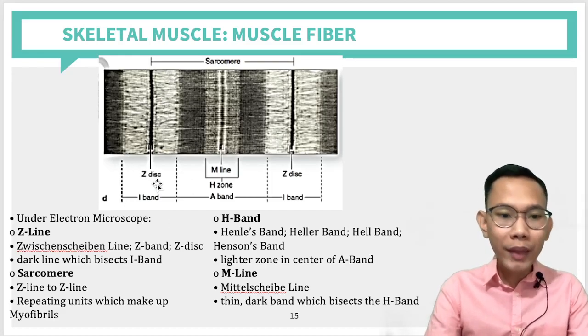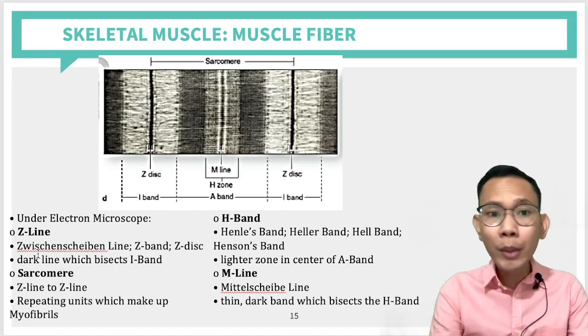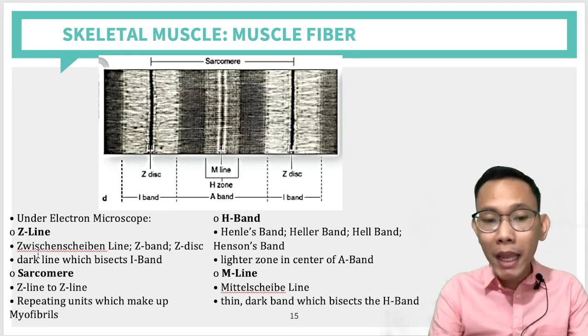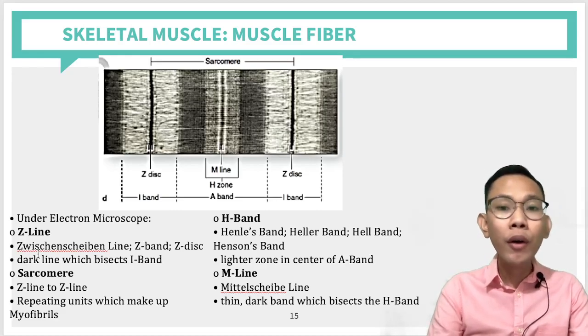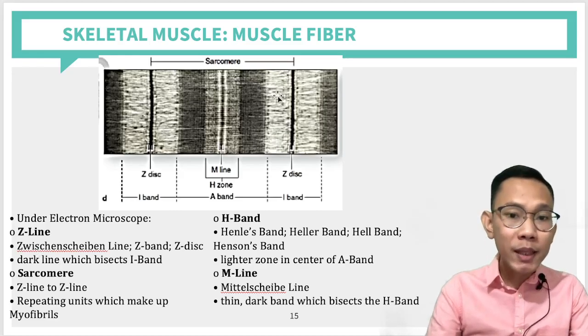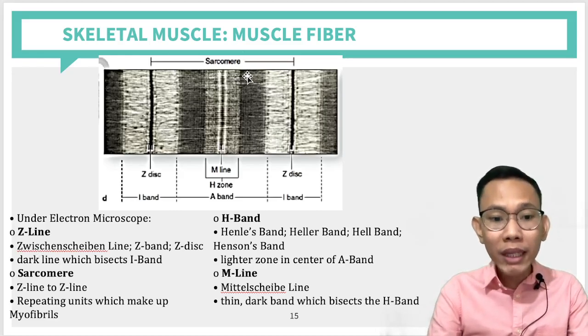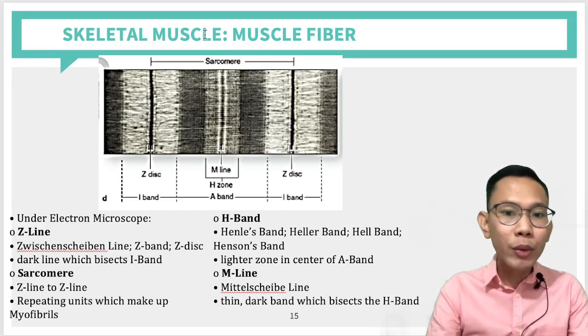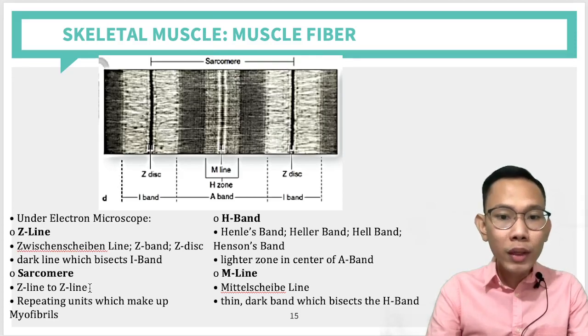Very clear. Next, we have your sarcomere. What is a sarcomere? Remember, sarcomeres are repeating units which make up your myofibril. Again, when we say sarcomere, these are repeating units which make up your myofibril. So how can we locate your sarcomere? It is from Z line to Z line. From one Z line to another Z line, that refers to your sarcomere.